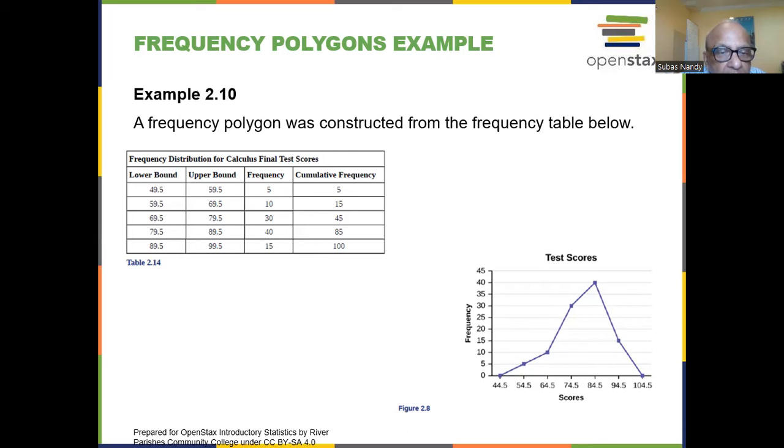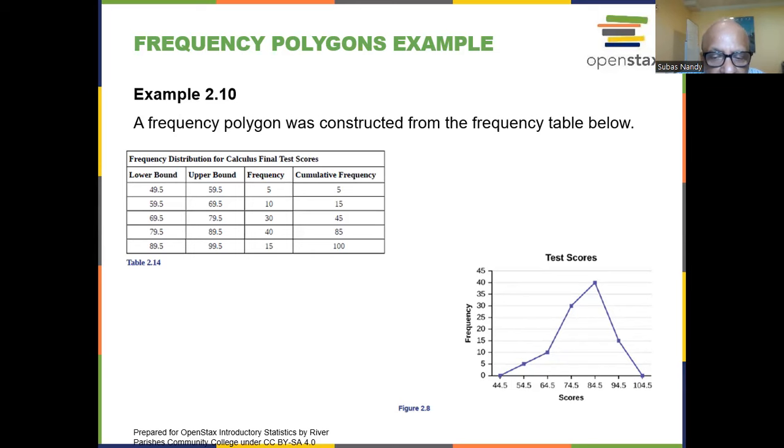Let's take the middle of the next class, which is between 59.5 plus 69.5, lower bound plus upper bound, divided by 2 is 64.5, and the frequency is 10.